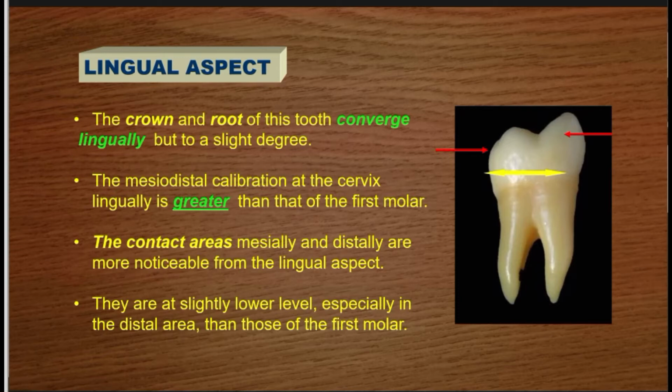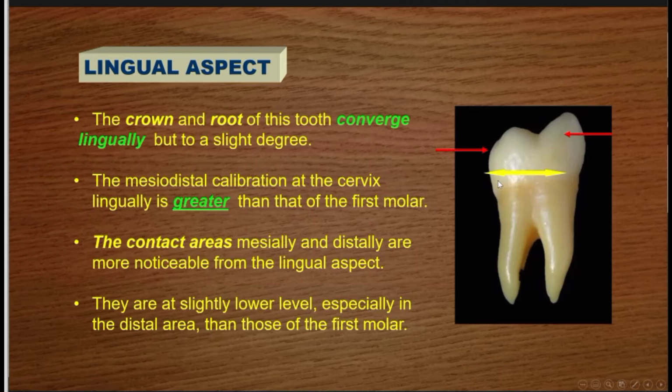The mesiodistal calibration at the cervix lingually is greater than that of the first molar. Mesiodistal calibration means this dimension. This dimension mesiodistally is a little bit bigger than the first molar. Why? The first molar is more convergent here, more smaller. The second molar is a little bit bigger.